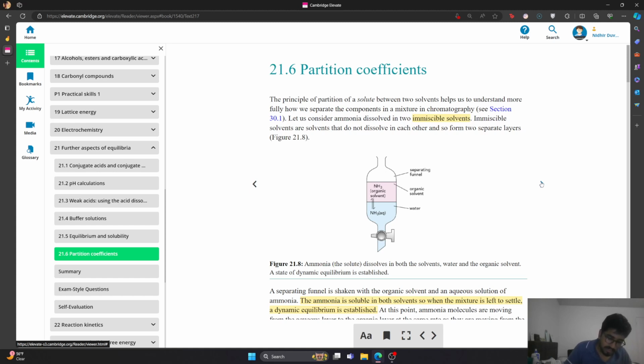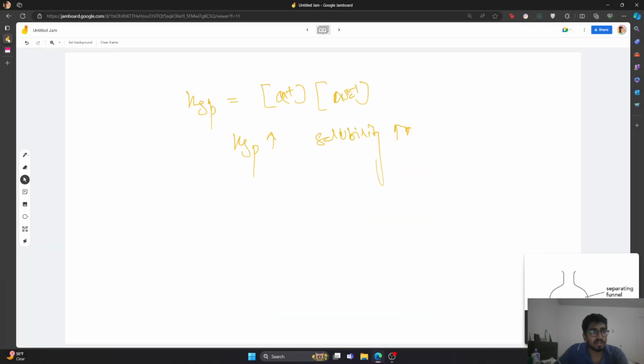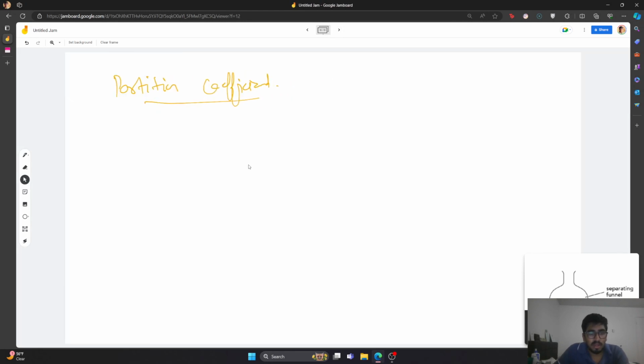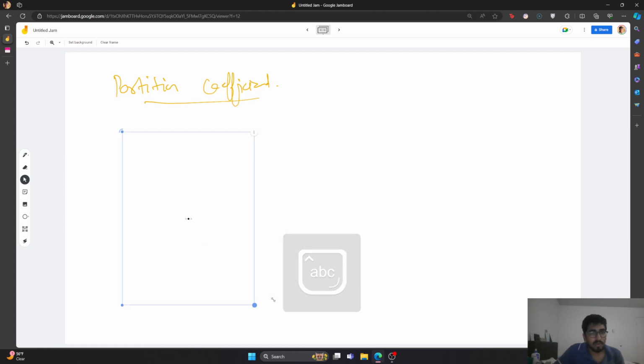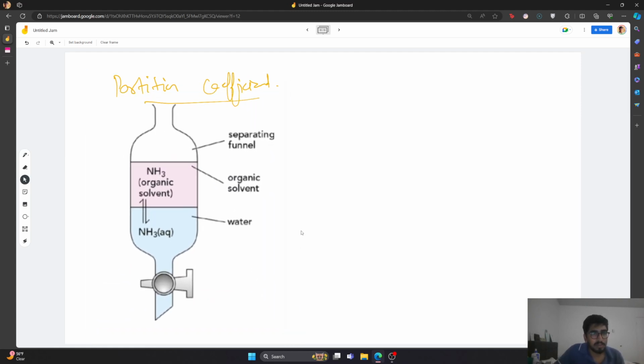So let's understand this as well. This is the diagram of partition coefficient, so make sure you understand this. What is happening in partition coefficient? Remember, this is the equilibrium chapter, so you are always searching for equilibrium. There is an organic solvent, maybe some ether, and then the lower one is water.